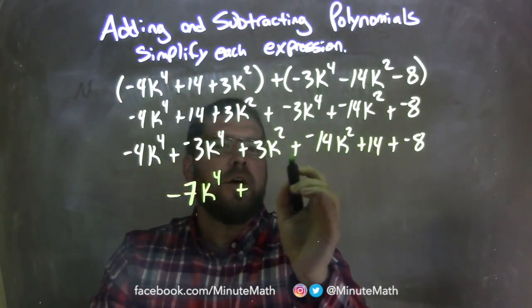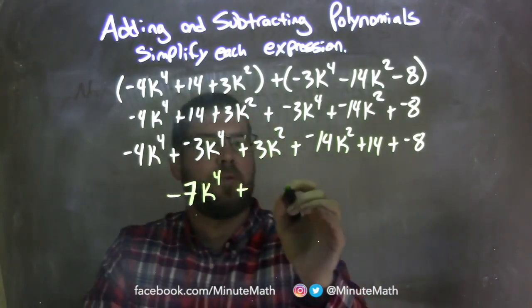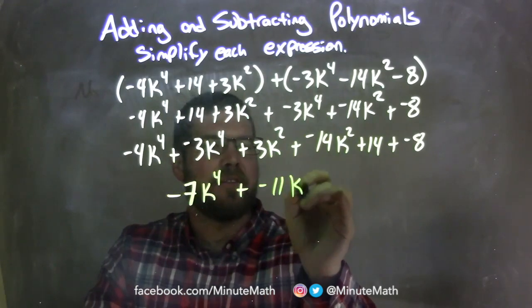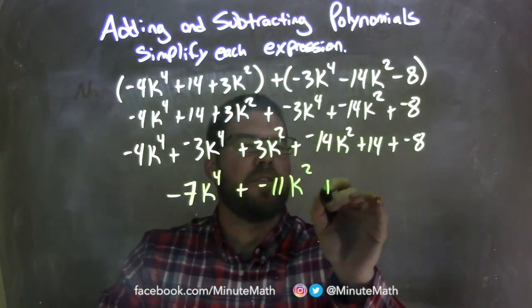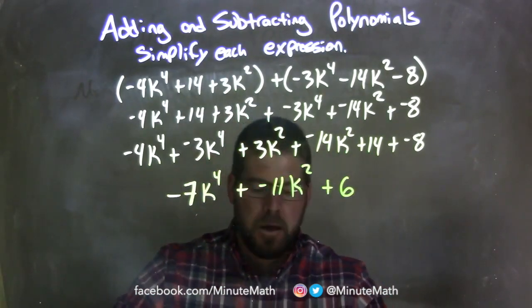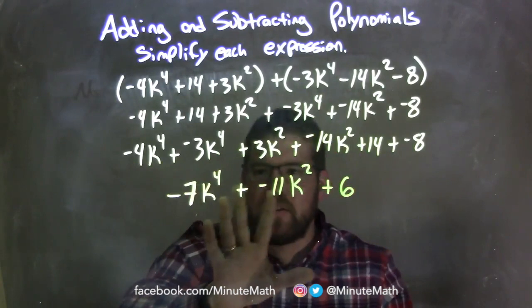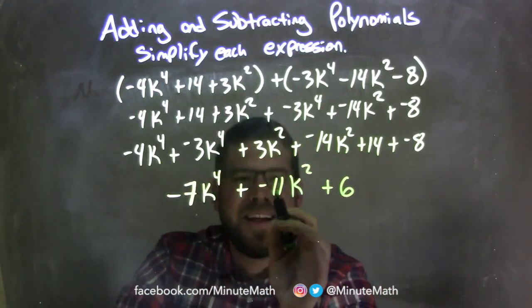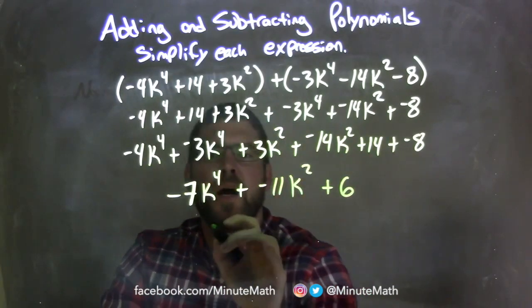Then we have 3k squared plus a negative 14k squared is a negative 11k squared. Then 14 plus a negative 8 is a positive 6. Okay? So now we'll simplify this a little bit. We're not going to simplify it. I don't really like to have plus and negative as my final answer. It's easier to simplify, like when I'm solving or simplifying.